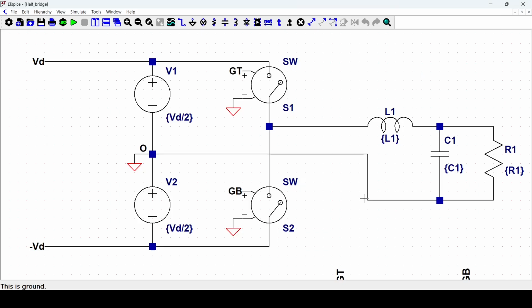Okay, so today we are designing a half-bridge inverter. This is the circuit topology. We've got a split DC bus. In this example, we are assuming that this midpoint reference is held by two independent voltage sources that split the DC bus exactly in half.